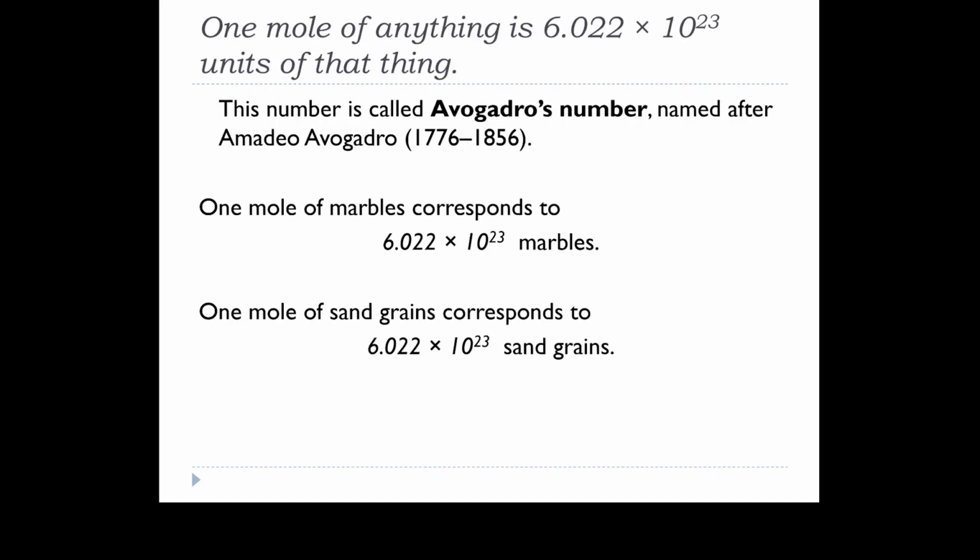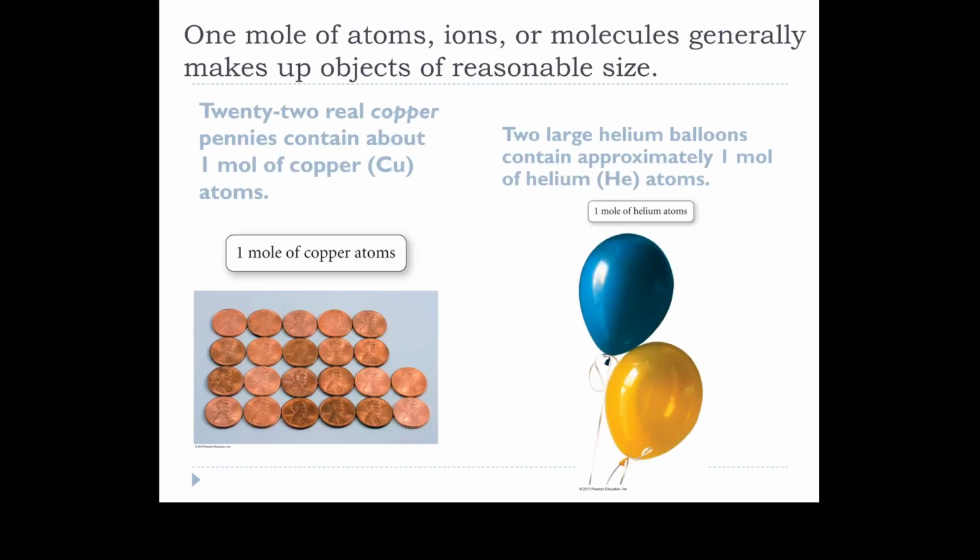So this is called Avogadro's number. And 1 mole of anything is that number of things. To kind of give you an idea of how big it is, if these pennies were actually made of copper instead of mostly zinc, about that many pennies would be a mole of copper. Okay? These 2 helium balloons would contain together about a mole of helium.